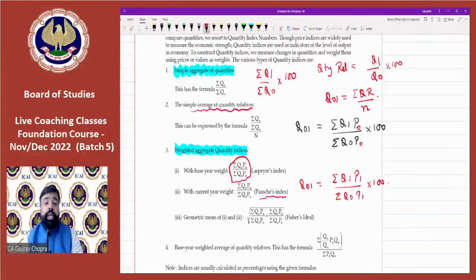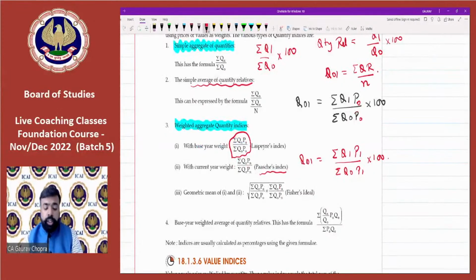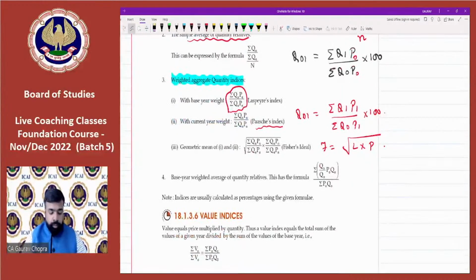Paasche. And if we have to calculate the Fisher, then simply we can use the geometric mean of Laspeyres and Paasche. So all these formulas are derived in the same manner, just we have to change quantity in place of price and price in place of quantity. Okay. So Harnoor is asking, is this our last lecture of maths? Yes, of course, because we are having the last chapter of the syllabus. So this was weighted aggregative of quantity indices.